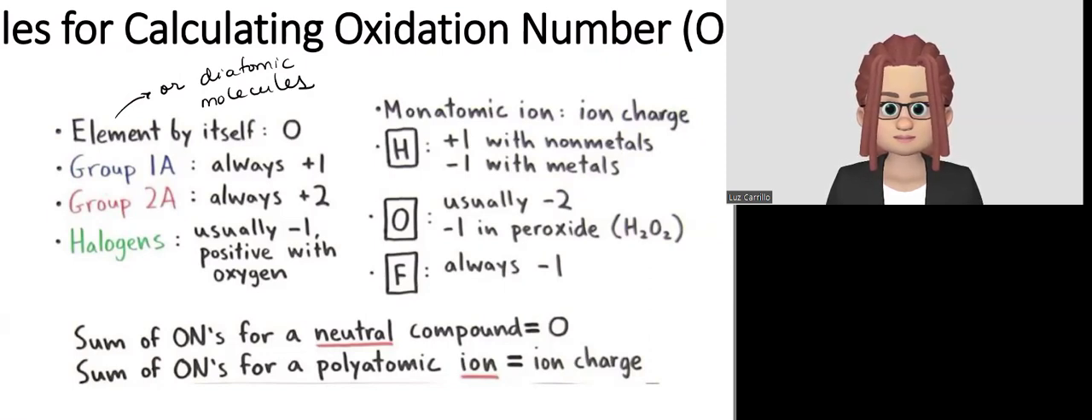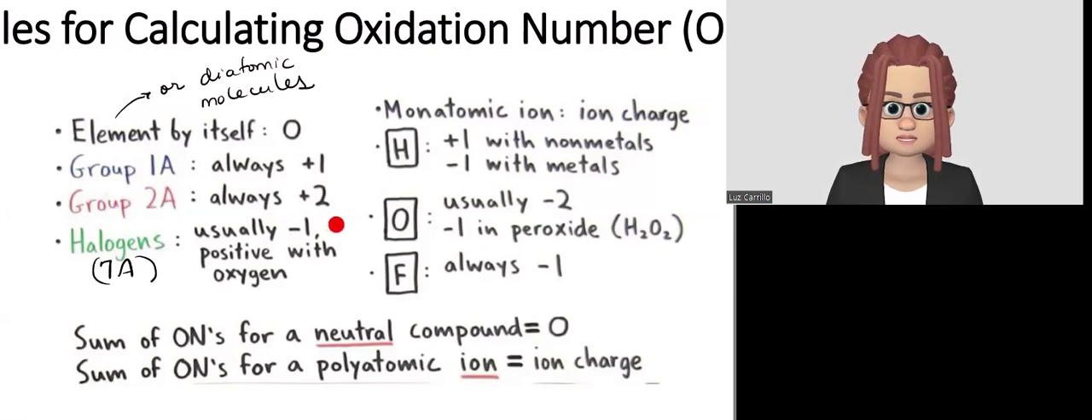Next, when it comes to elements that live in group 1A, group 2A, and as a matter of fact, for group 3A, they are known to have oxidation numbers of +1, +2, and +3, as long as they are found in ionic compounds. Halogens, which live in group 7A, are usually -1 because that is their charge based on their group number.